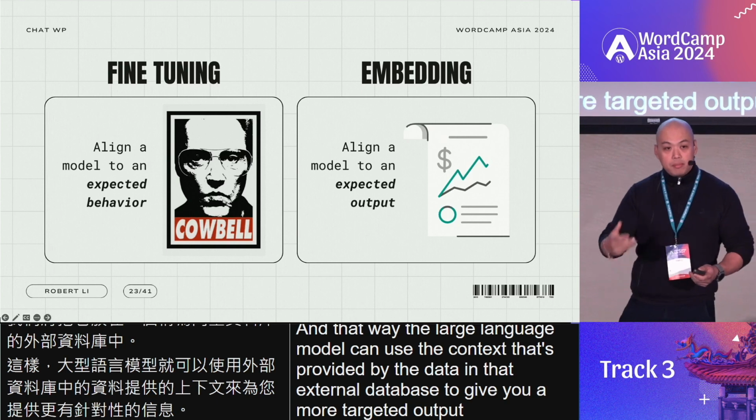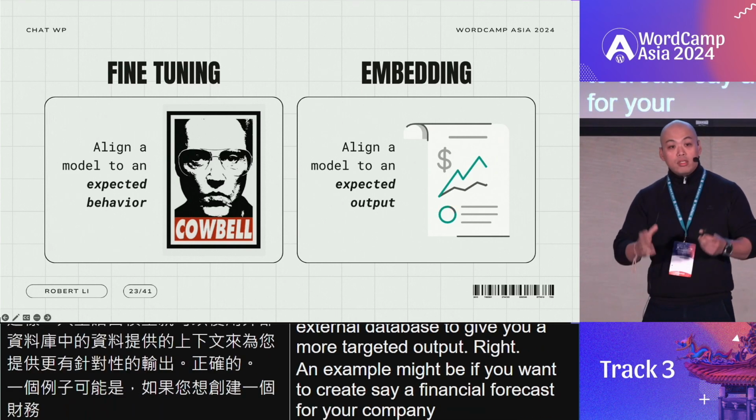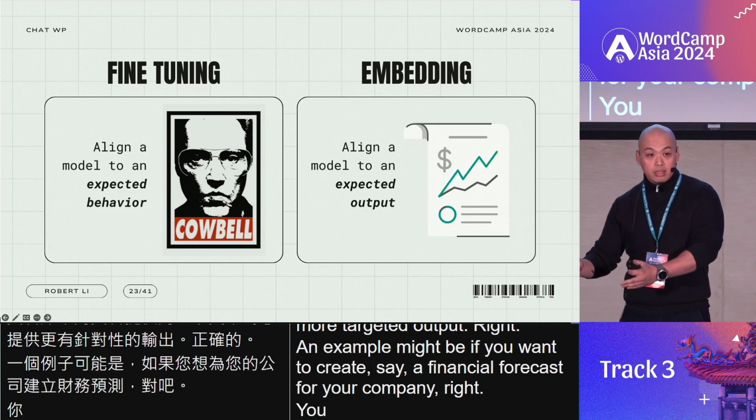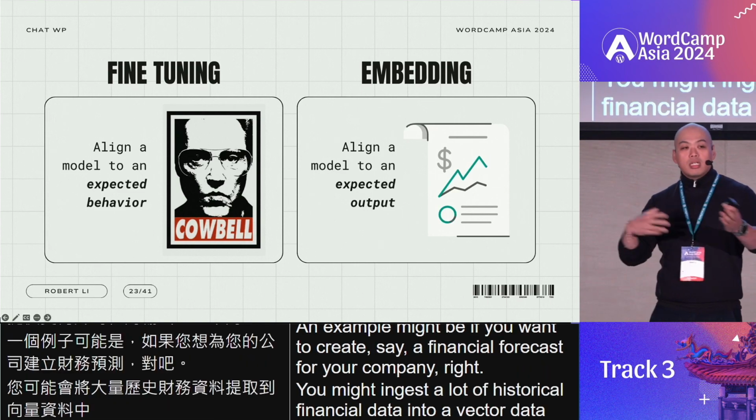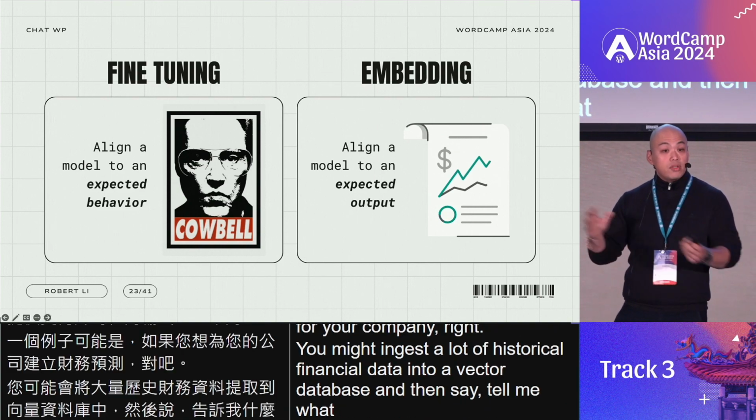An example might be, if you want to create, say, a financial forecast for your company, right? You might ingest a lot of historical financial data into a vector database and then say, tell me what 2025 is going to look like for me, and it'll spit out something that looks very similar to what you ingested.